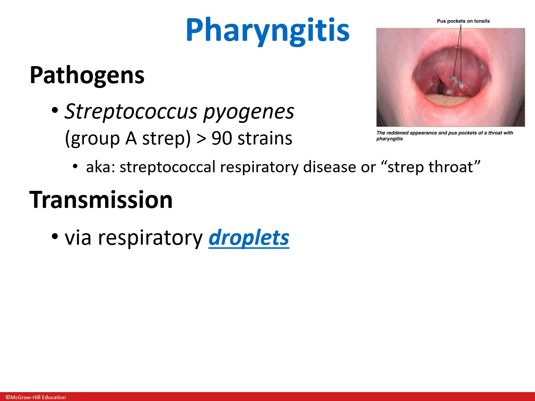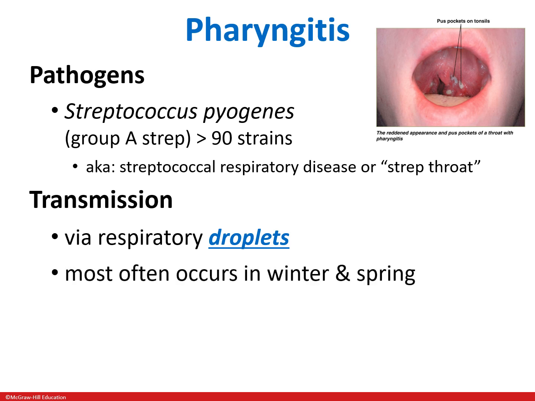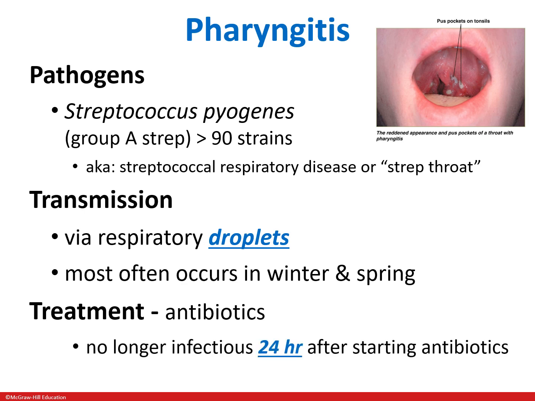Transmission here is via respiratory droplets, and we do see a seasonality when it comes to strep throat, most often in the winter and the spring, when the air is drier and particles can travel farther. So any pathogen that can travel through the air is going to travel farther in drier weather. We do have effective antibiotics if it's diagnosed properly. Antibiotics are typically very effective. Within 24 hours of starting antibiotics, even if all the symptoms are gone, you're typically no longer infectious.